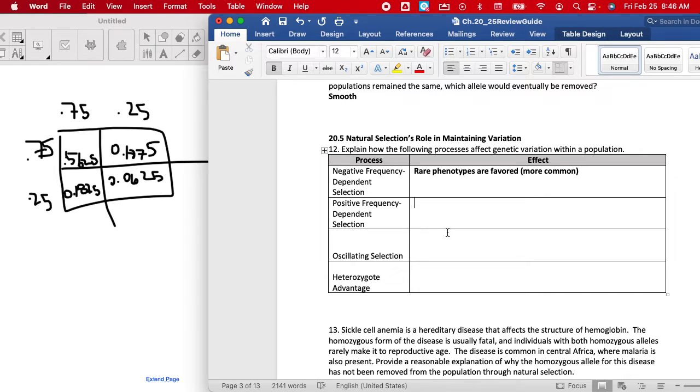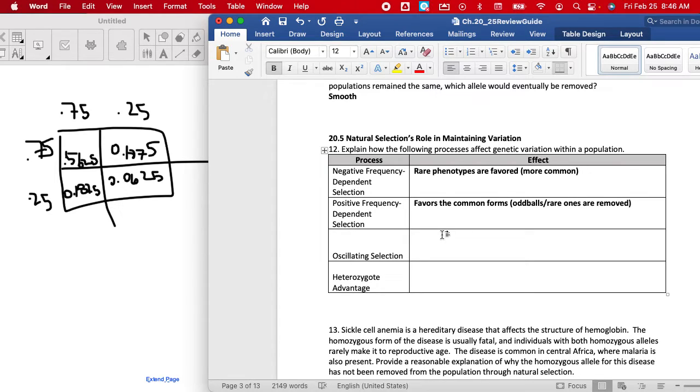Okay, positive frequency dependent. It favors the common forms, and then that just means the oddballs, or the rare ones, are removed.